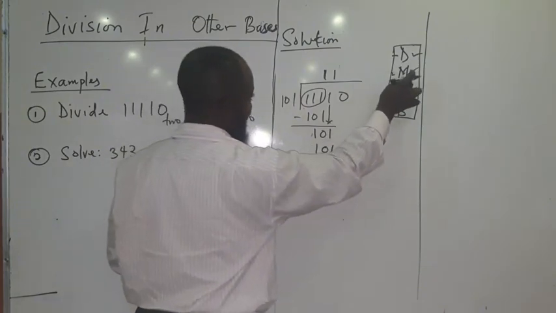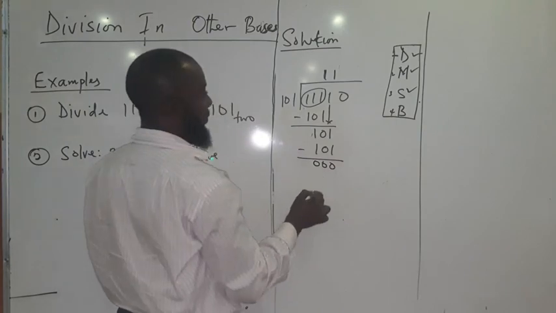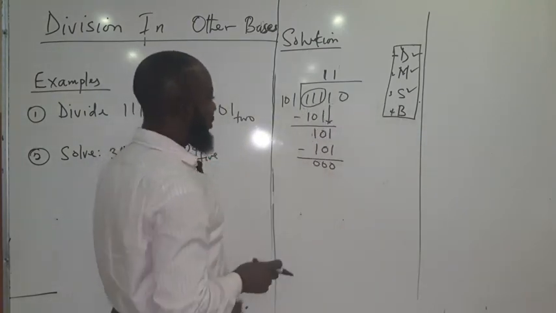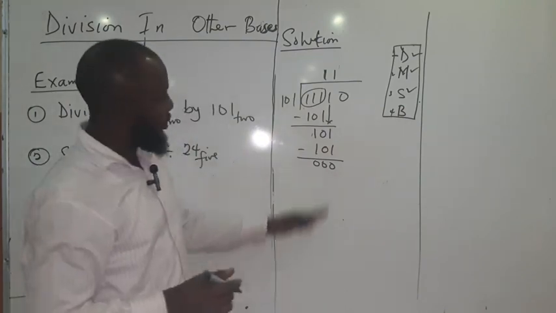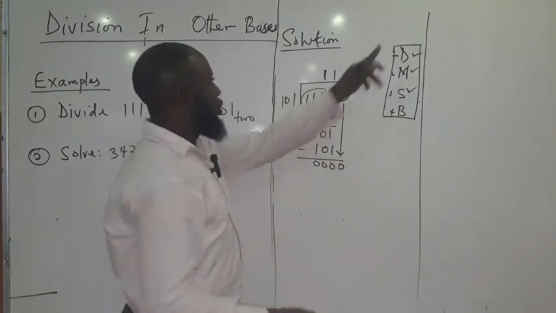So that is the second stage. Then subtract is the next one. This is 0 0 0. Right? So the next one is bring down. We still have one more digit left. Don't ignore it. Don't say because it's 0 you ignore it. No. You have to bring it down. That is 0. So we go back to the next stage.